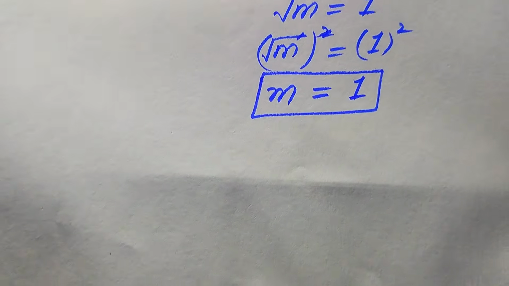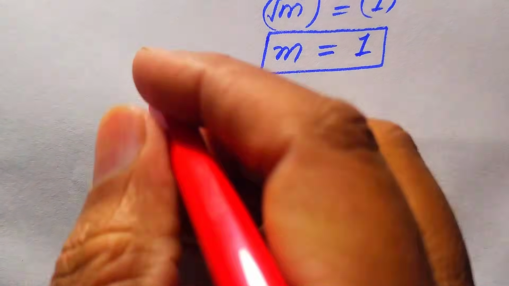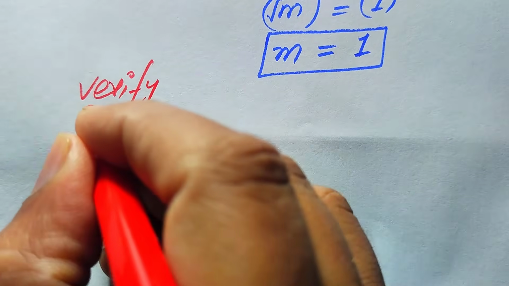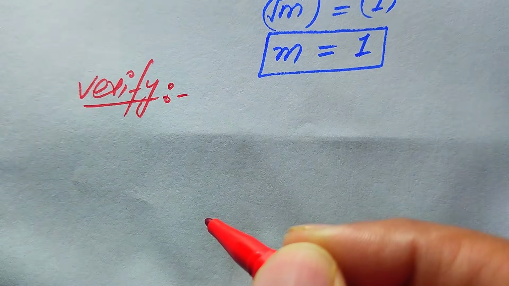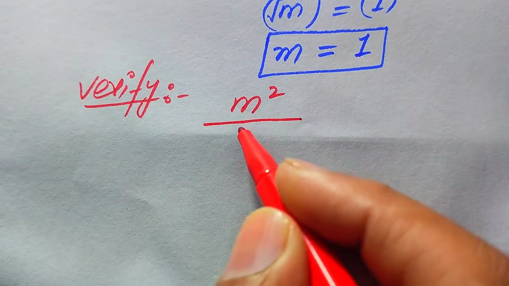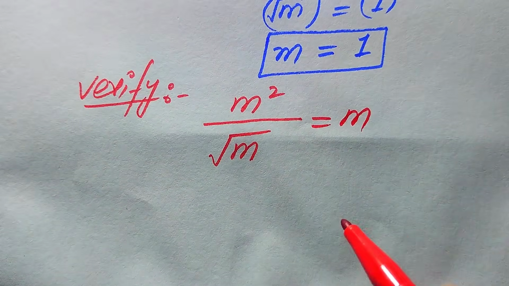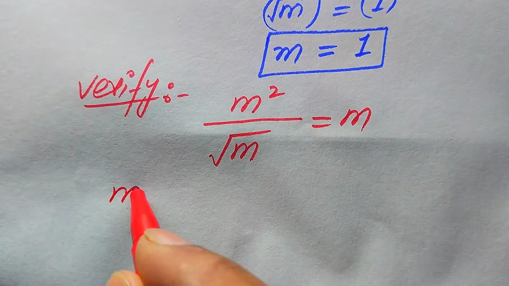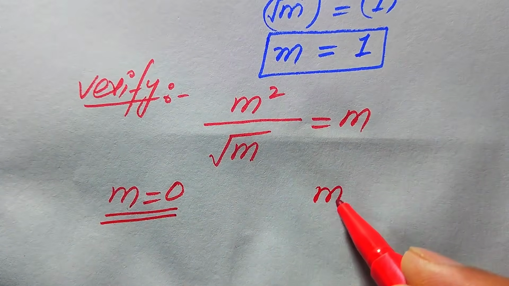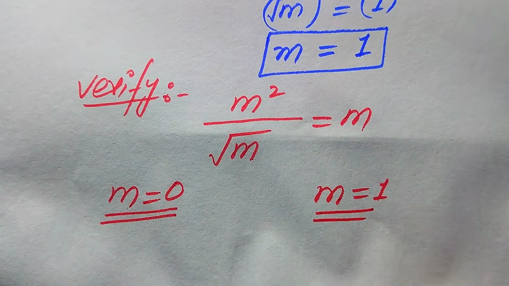In the first method we get these two roots of the given equation, but now in the next step we need to verify which of the roots are solutions and which of the roots are extraneous roots. For verification of these roots we need to copy down the given question statement. Here it is: m square divided by square root of m equals m, and on this side we will verify m equals 0, and on this side we will verify m equals 1.